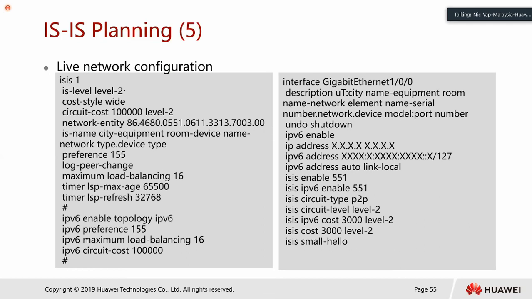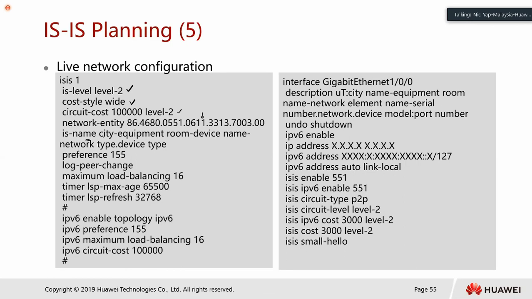So normally they define only one single level. They define this on the cost style wide, and the circuit cost 100,000 level 2. Okay, they set into the calculation from here. Network entity, the name. Let's say you find this very difficult to remember, you can change them as a name. Okay, IS name, city, equipment room, device name. So you can change the name instead of just remembering the entity. Entity is a bit difficult for you to remember because it can be up to 20 bytes long.